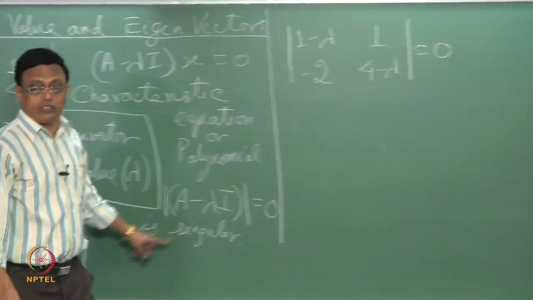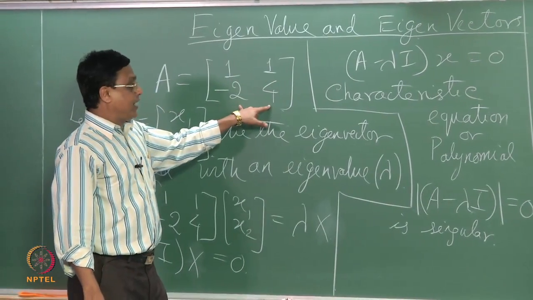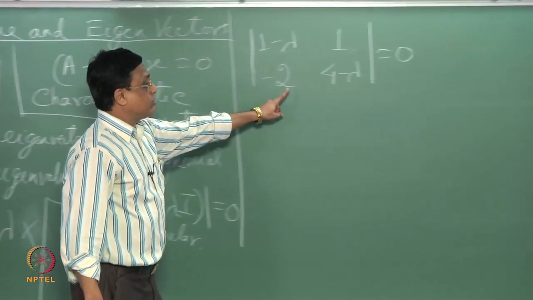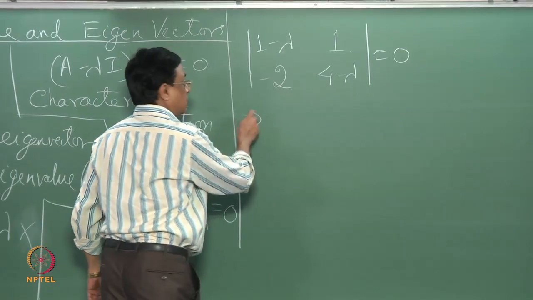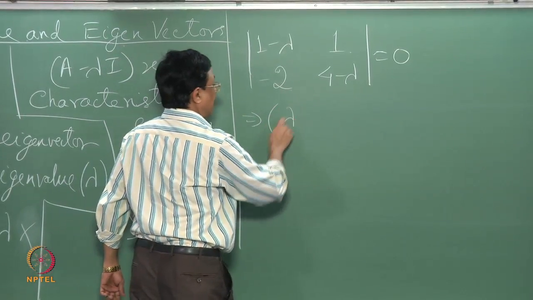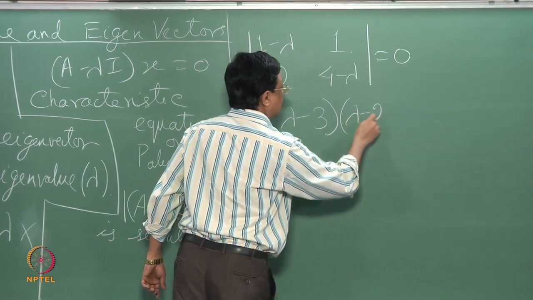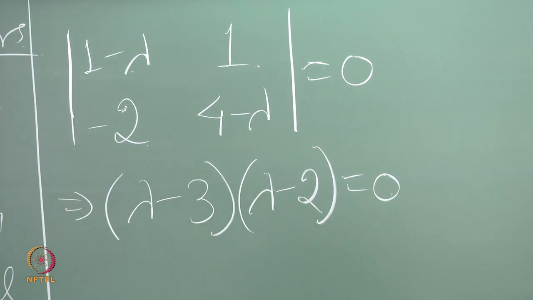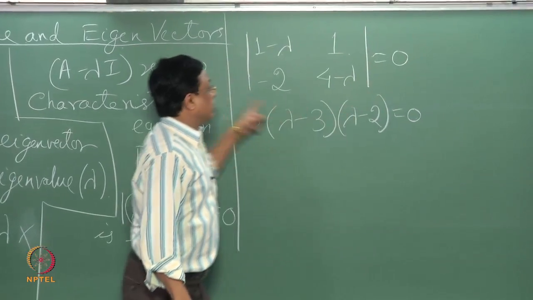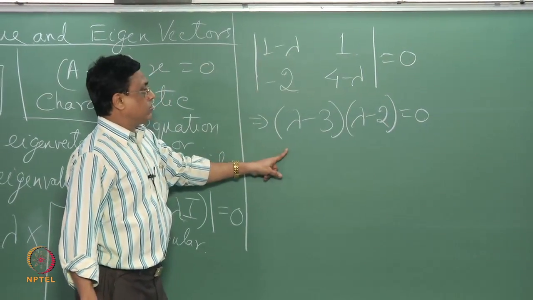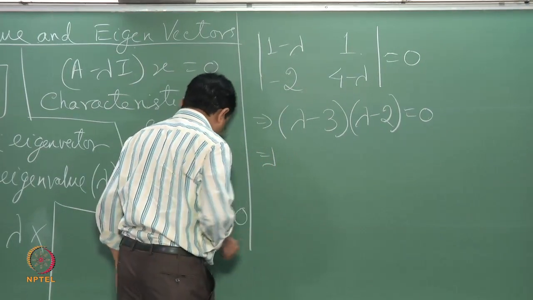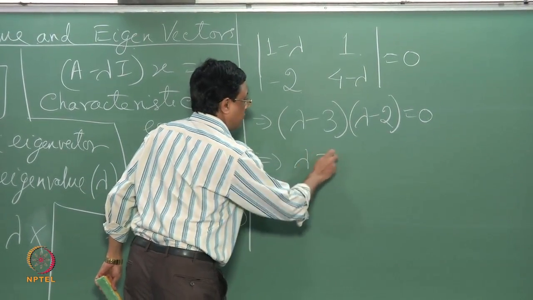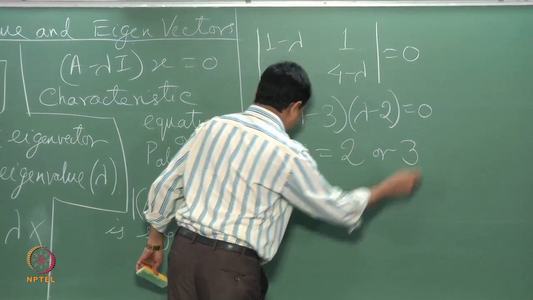Is this correct? If you take the values of A, the elements of the 2 cross 2 matrix, and substitute them here, this is what you should get, and this will in turn give you an equation which is very simple to derive. I leave this as a trivial exercise for you to check that you can write it in terms of these factors. This is going to give us two possible solutions for lambda, which are very simply 2 or 3.